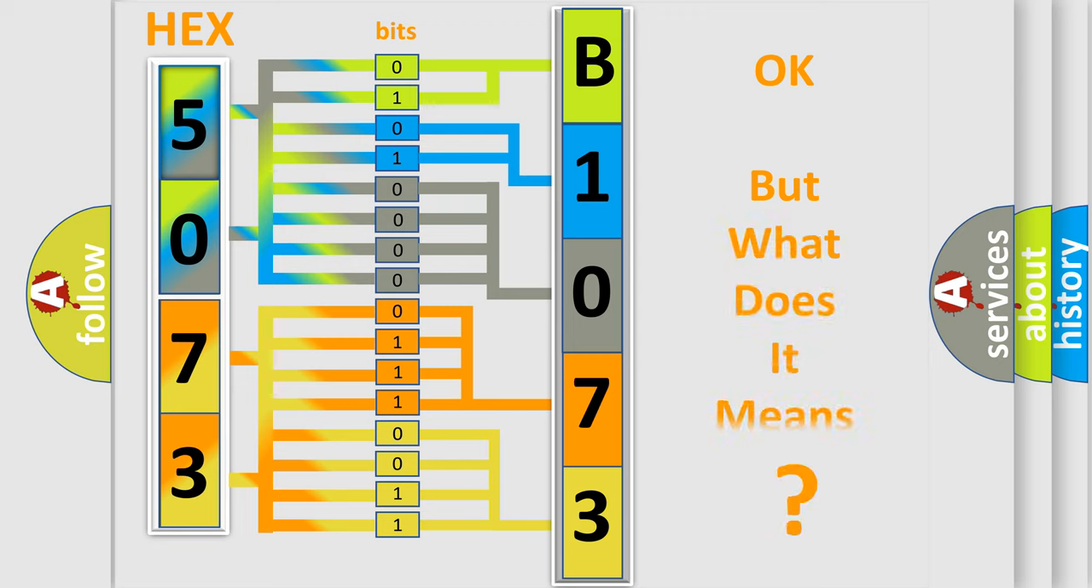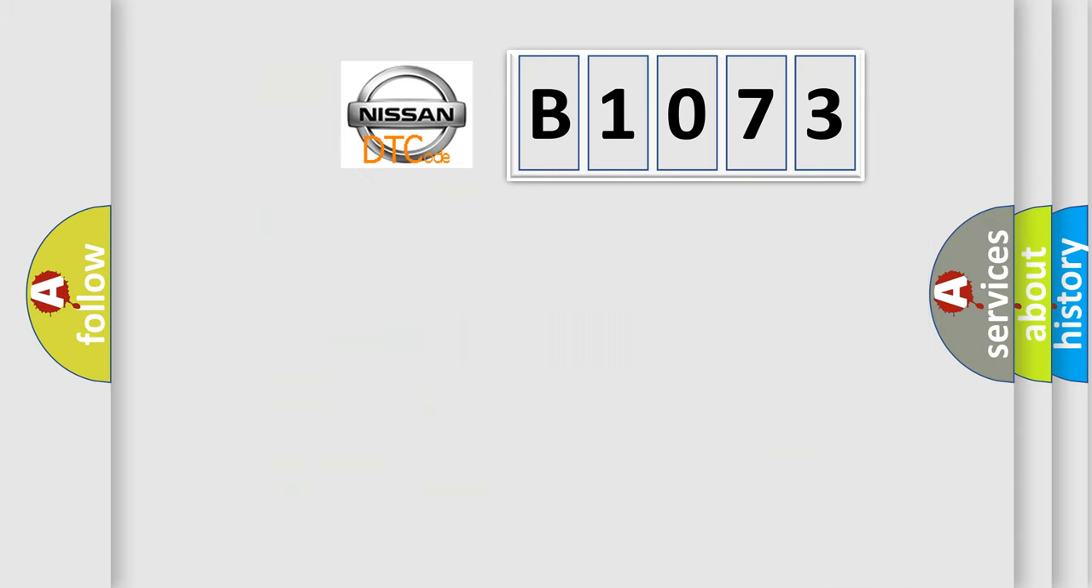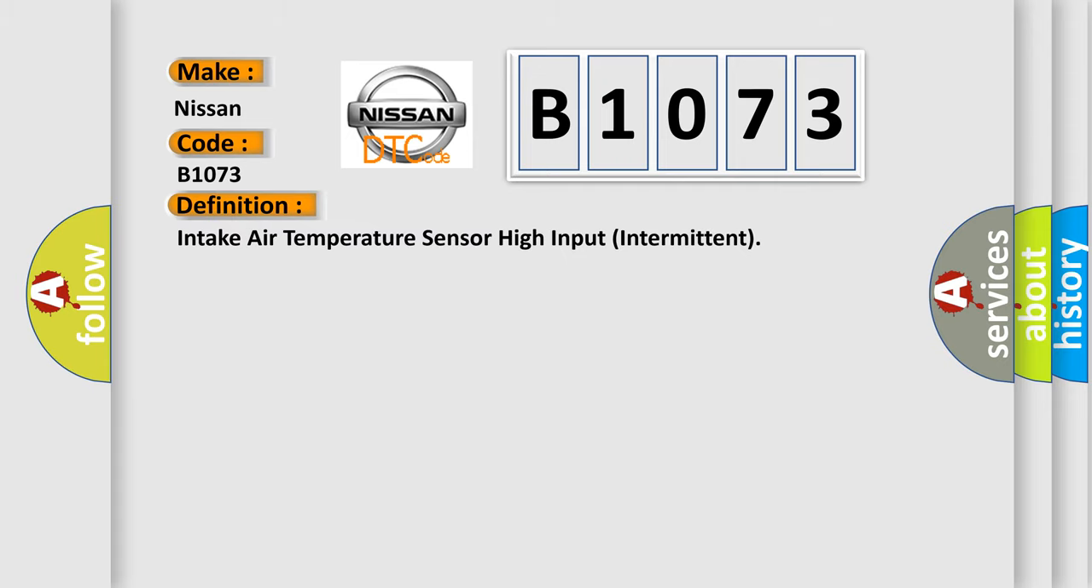The number itself does not make sense to us if we cannot assign information about what it actually expresses. So, what does the Diagnostic Trouble Code B1073 interpret specifically for Nissan car manufacturers? The basic definition is: intake air temperature sensor high input intermittent.